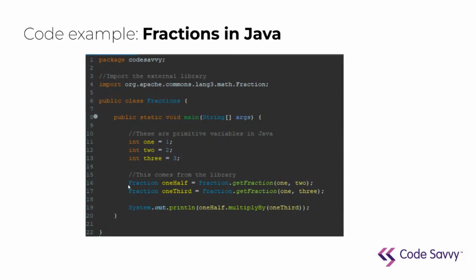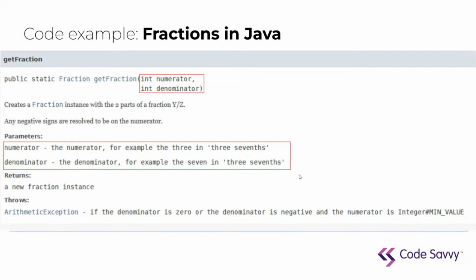Down here, I do the exact same thing. I give it a type, Fraction, I give it a name, oneHalf, and then inside the Fraction library, there's this getFraction method, and I'm passing in 2 arguments here. How did I know to do that? Well, we go to the documentation.